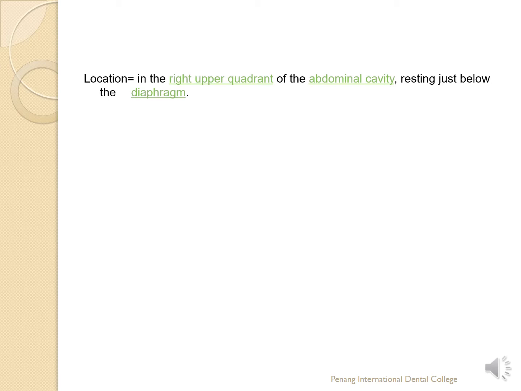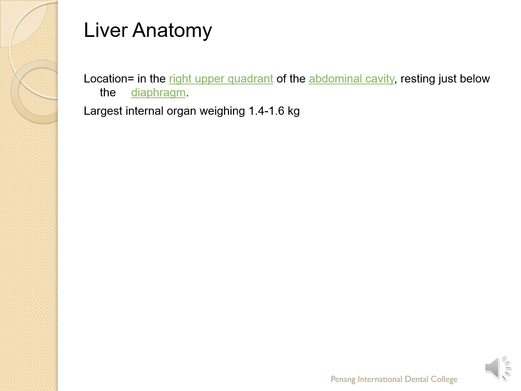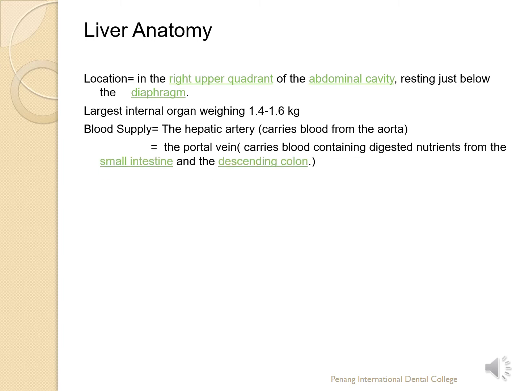So the liver is the largest internal organ. It is situated in the right upper quadrant of the abdominal cavity, just below the diaphragm. Okay, so we will see the picture. The weight of the liver is around 1.4 to 1.6 kilograms. The blood supply is by the hepatic artery, which carries blood from the aorta, and the portal vein, which carries blood containing digested nutrients from the small intestine and the colon to the liver.